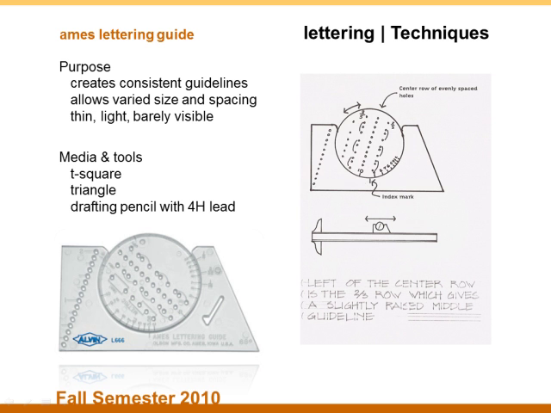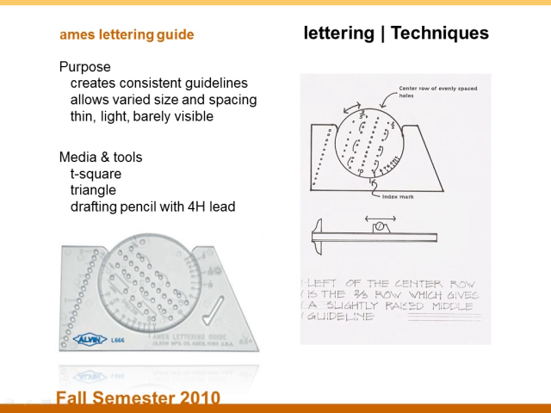The Ames lettering guide is designed to be used with a T-square for quickly making rows of guidelines that are consistent in height without using your scale to measure out each line. These guidelines should be drawn with a mechanical pencil, a 4H lead, and made very light so that once the lettering is done, they will barely be visible on the paper.